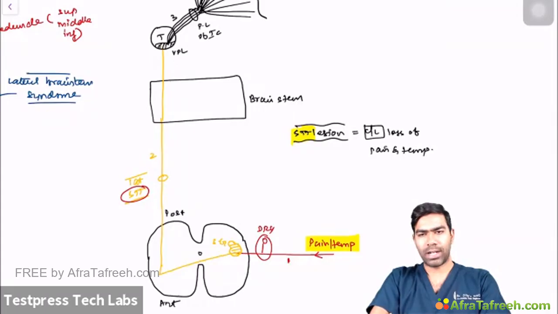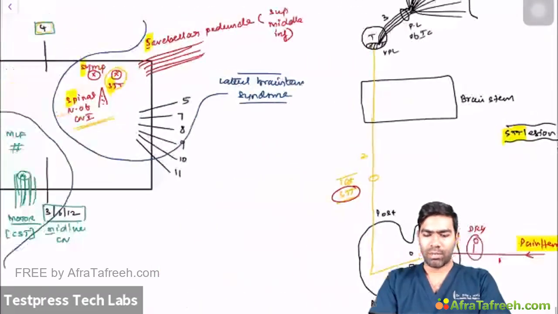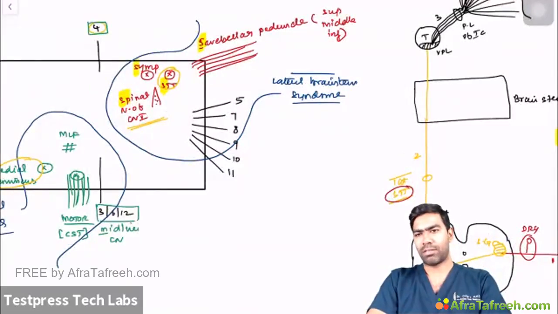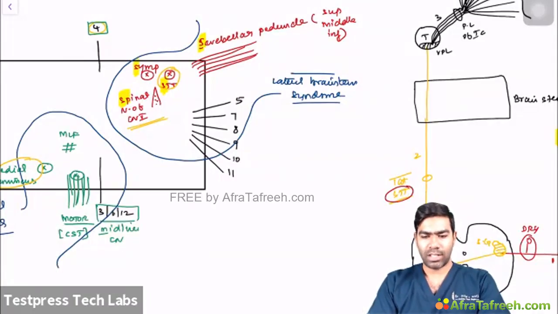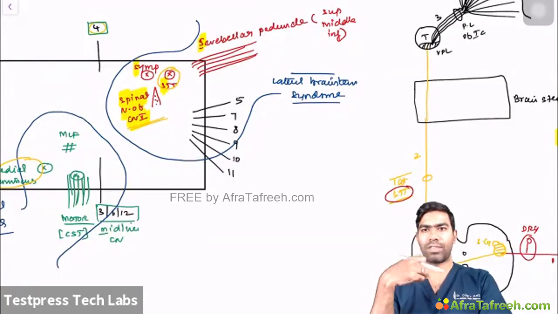Who's carrying the pain and temperature from the face? It must be the trigeminal nerve. We know that. And you can remember the trigeminal nerve has multiple nuclei. You have the mesencephalic nucleus of trigeminal nerve, dorsal nucleus of trigeminal nerve. Then we have the principal nucleus of trigeminal nerve. In that we have one more nucleus called the spinal nucleus of trigeminal nerve. So you have to imagine the spinal nucleus of trigeminal nerve like the spinothalamic tract of the face.